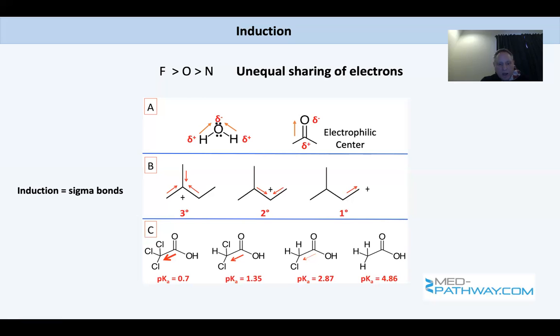And so what you see then, as you decrease the number of electronegative chlorine atoms bound to the carbon, the pKa values rise from 0.7 to 4.86. So this induction event is occurring through sigma bonds. It's pulling electrons towards itself, and one of the consequences is that that proton becomes more acidic.